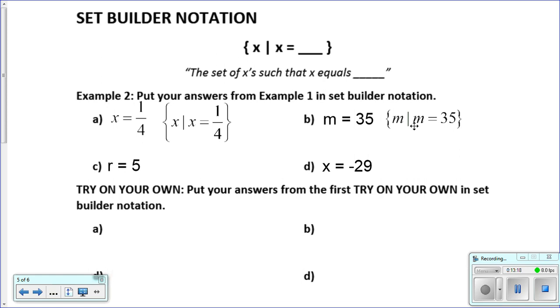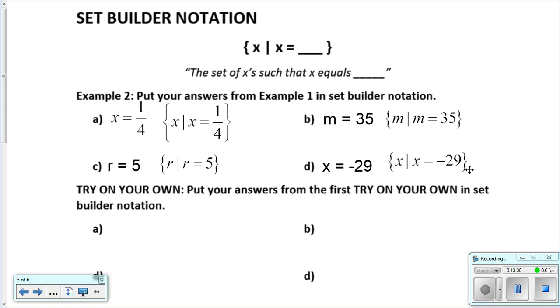B, it's the set of m such that m equals 35. C, the set of r such that r equals 5. And I bet you probably already did this because I'm going very, very slow and I don't know why. But it's the set of x such that x equals negative 29.